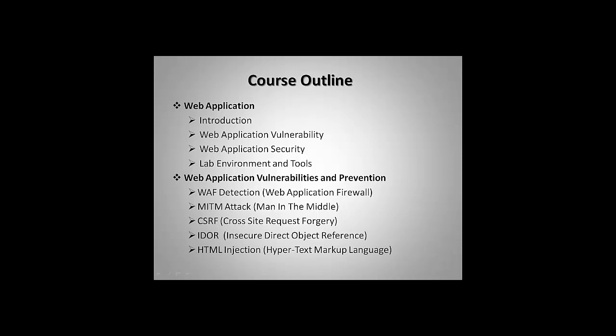Then in part 2 of the course, we are going to focus on the 5 most common web application vulnerabilities and how to prevent them. The first one is I'm going to show you how to detect if your web application has a firewall or not. The web application firewall is the first level of security for every web application because it helps the web application to mitigate or to prevent attacks such as the denial of service attack and the distributed denial of service attack. Then we'll look at the man-in-the-middle attack, which is one of the most prevalent attacks in recent times.